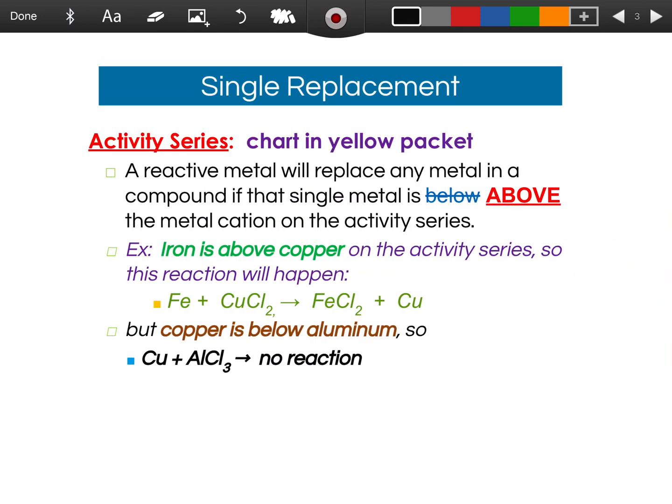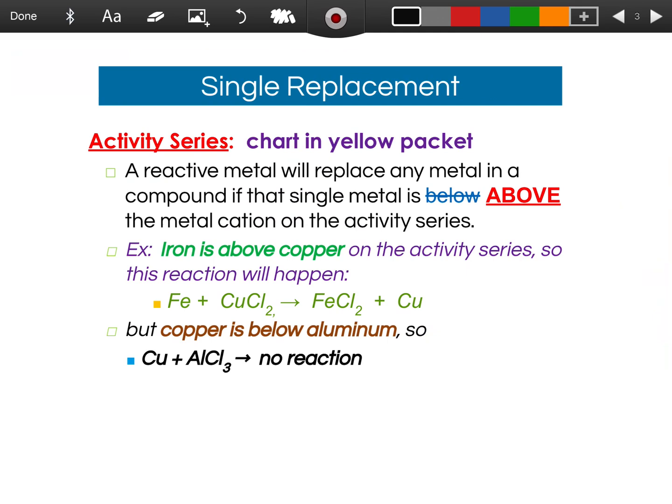All right, so the activity series is actually a chart in your yellow packet. It is kind of towards the back of your yellow packet. There's a list of metals, and it says activity series of metals. So the activity series is what you'll use to figure out if the reaction will happen or not. And I can't remember if I changed my typo in your notes packet, but that's why this below is crossed out and changed to above.